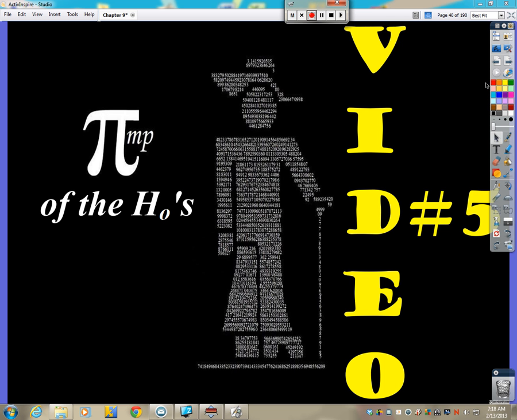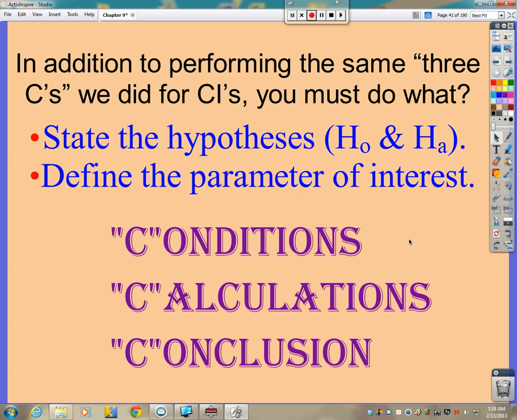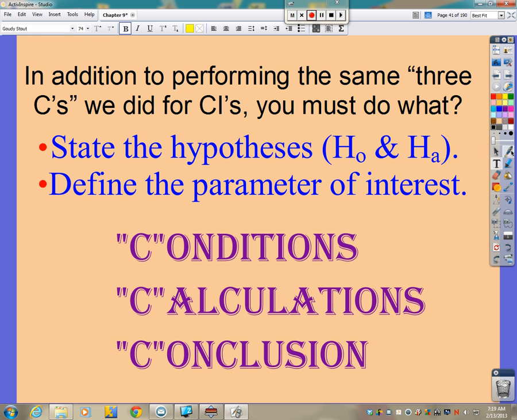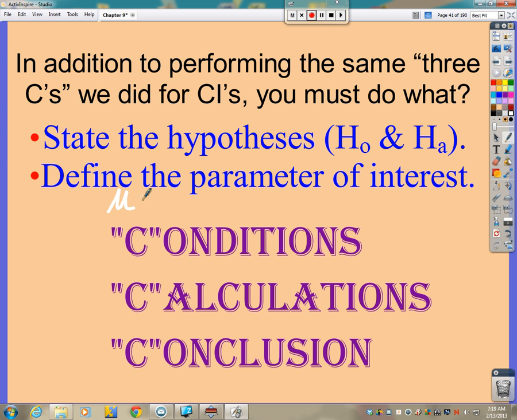Video 5, Chapter 9. In addition to performing the same 3 C's that you did for confidence intervals, you must also state your hypotheses, your null and alternates, and define your parameter of interest. All that meant was, if you were doing a mean level problem, you would need to write that mu equals, and then write in context related to the problem what mu really should represent. So our 3 C's again were our conditions, calculations, and writing a conclusion.